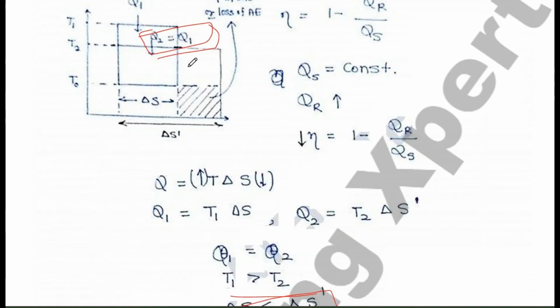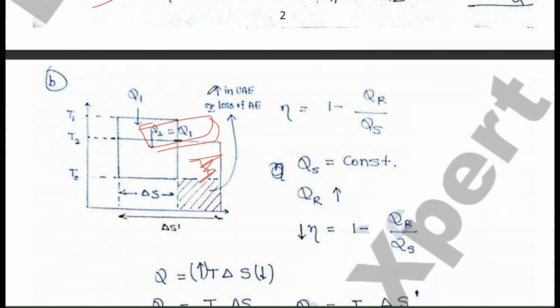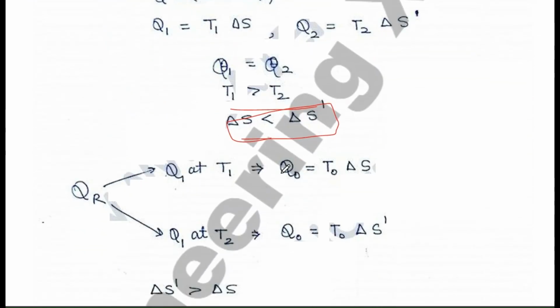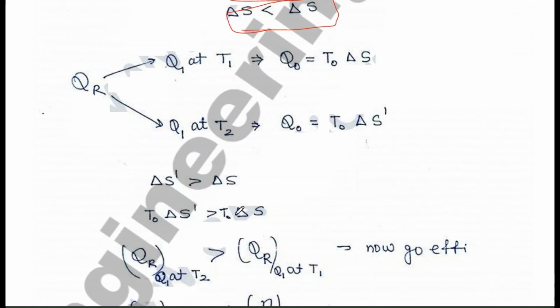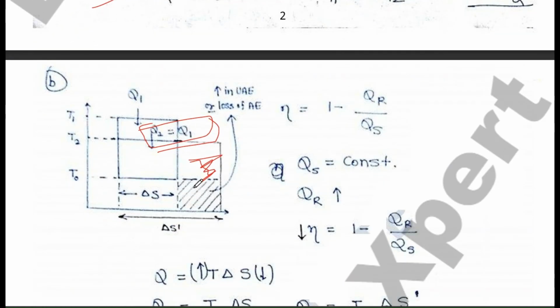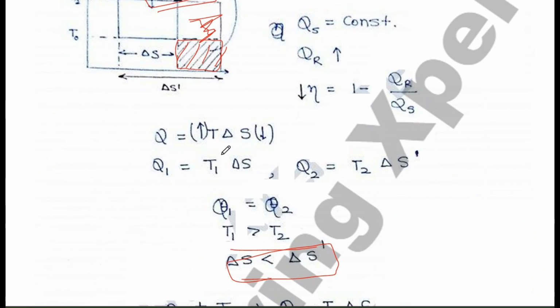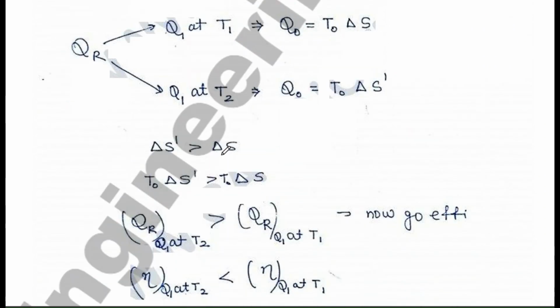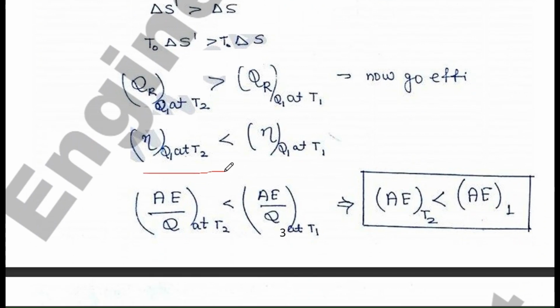So here you can see delta S is greater than delta S dash. So if this is happening, then you must be able to see from the graph that here is the additional loss in the energy. If we reduce the temperature from the temperature at which we are taking the heat from the reservoir, then there is an additional loss in the energy. So efficiency will be decreased. You can see it from there.